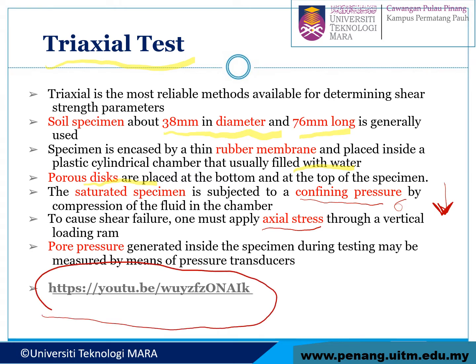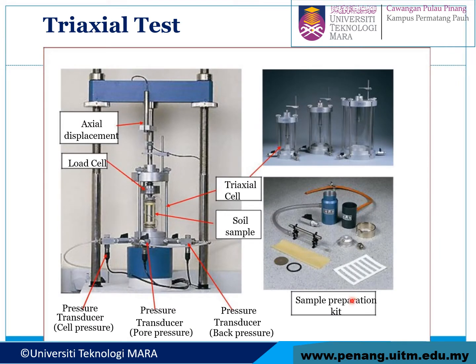Firstly, what we are going to do is we have to prepare the sample. This one is the sample preparation kit. We have the rubber membrane, and we have the O-ring, and then this one is the porous disc, and then all of the transducers and so on. So what we are going to do is place our sample in the rubber here, and then we will place the porous disc at the top and the bottom, and also the rubber O-ring.